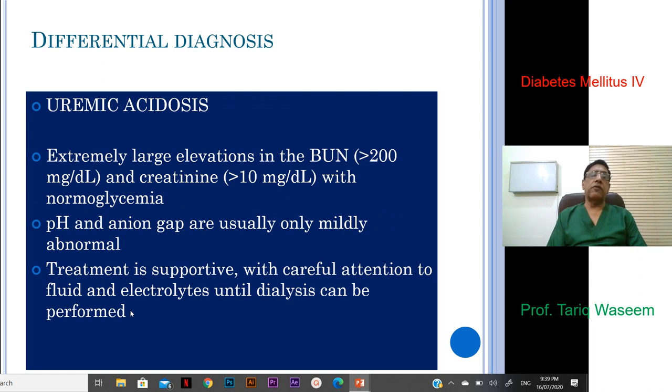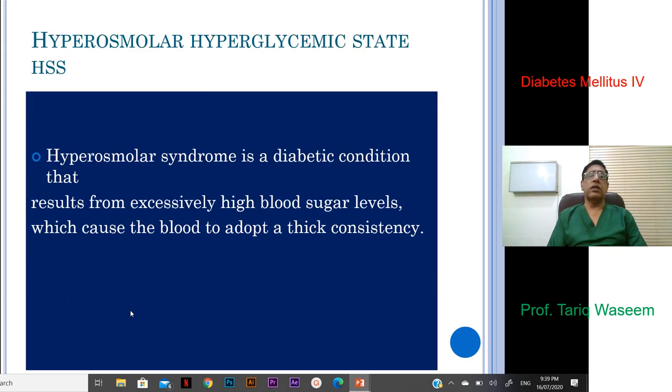Patients with acute or chronic renal failure also develop metabolic acidosis, so uremic acidosis should also be kept in the differential diagnosis. Now we come to the second acute emergency, which is hyperosmolar hyperglycemic state.